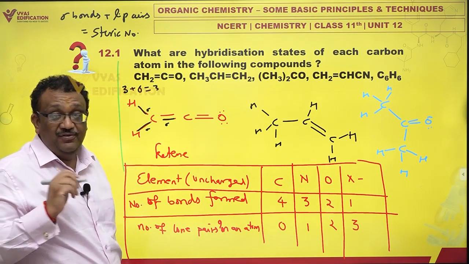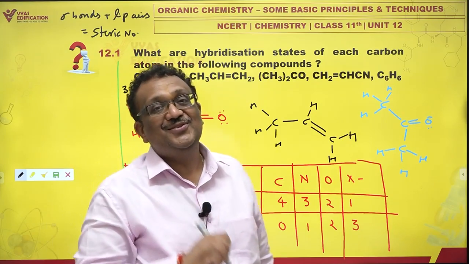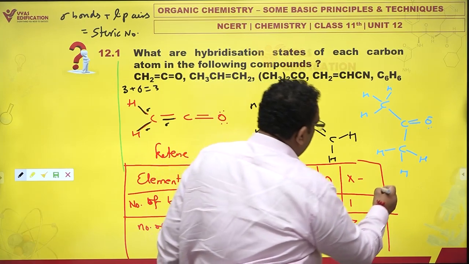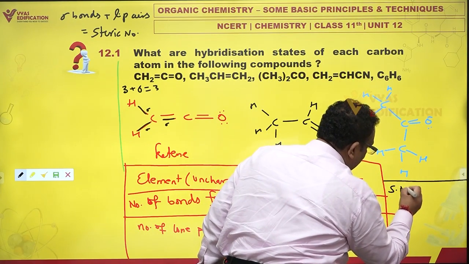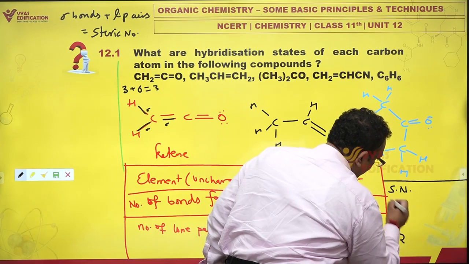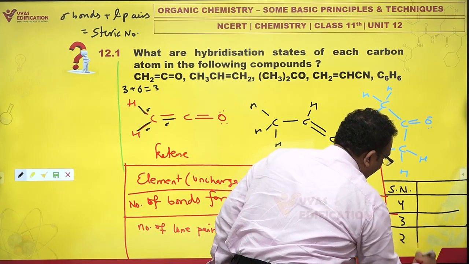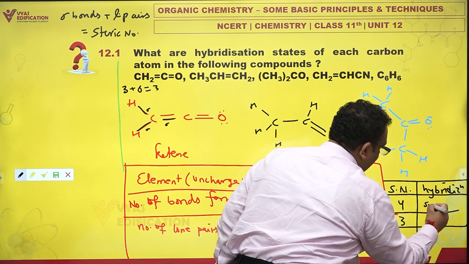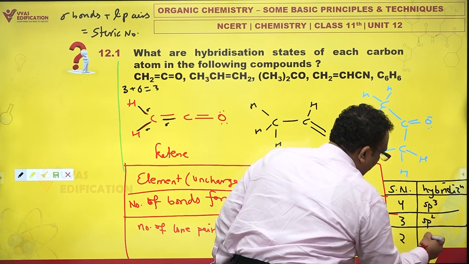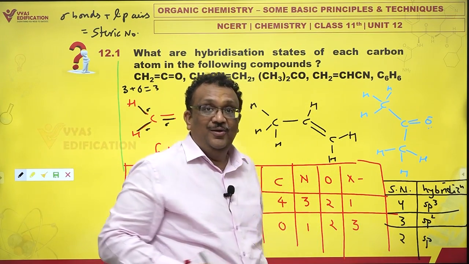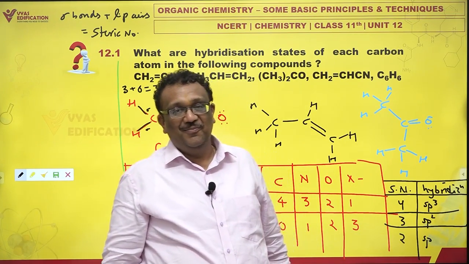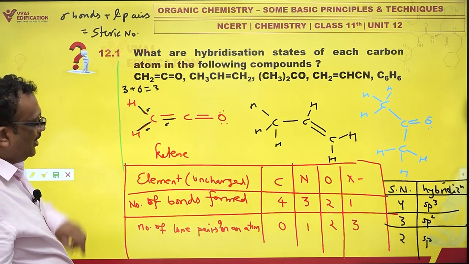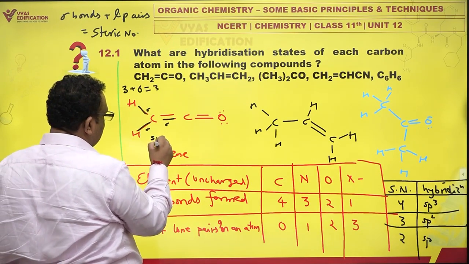And with every steric number, a hybridization is associated. So what would be the hybridization? Let me again give you a small chart. If you have steric number 4, 3 or 2, accordingly you would have hybridization sp3 or sp2 or sp. That is the way, my dear. So what do we have? We have this carbon as sp2 hybridized.